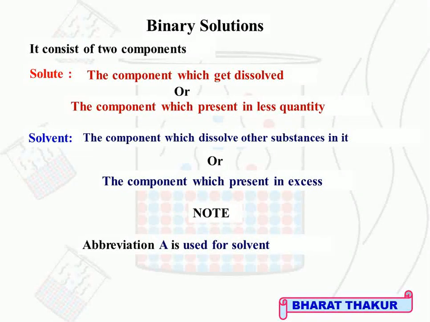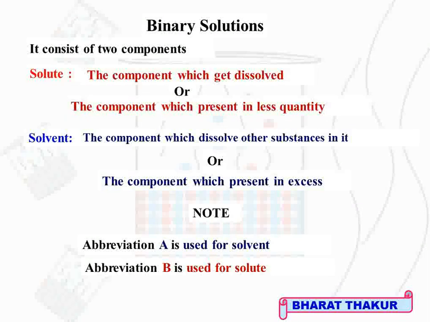Note, abbreviation A is used for solvent and abbreviation B is used for solute. Whenever we are doing a numerical or writing a formula, we use abbreviations A and B for solvent and solute. So please note this point also.